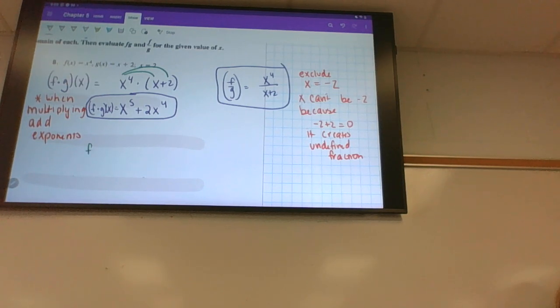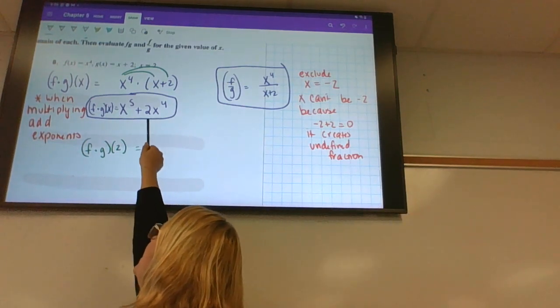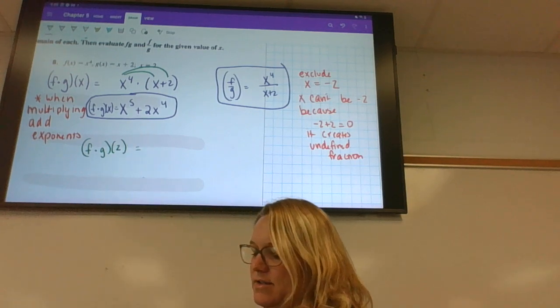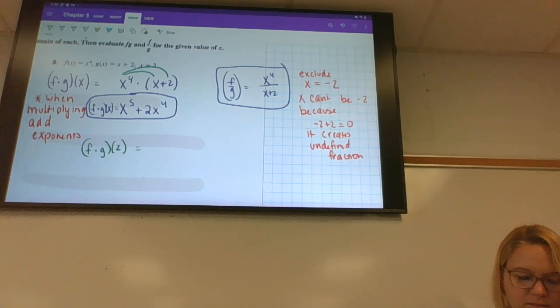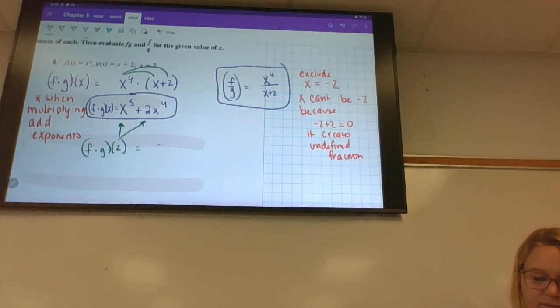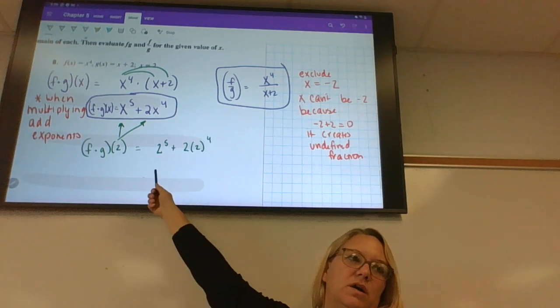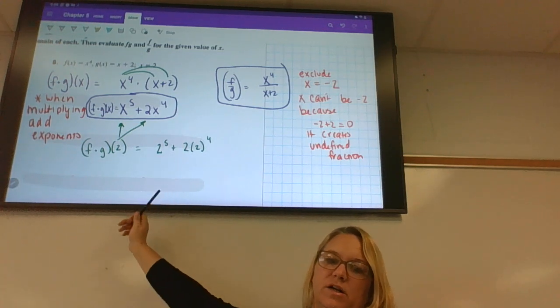All right, now f times g of 2. So now I'm going to take what I just did and put a 2 in for x. Put a 2 there and there. 2 to the 5th plus 2 times 2 to the 4th. As long as you show this work, you can go ahead and put that in a calculator to get your answer out.